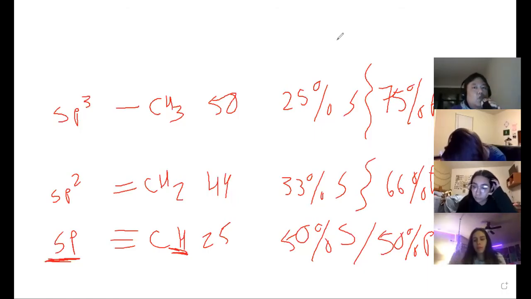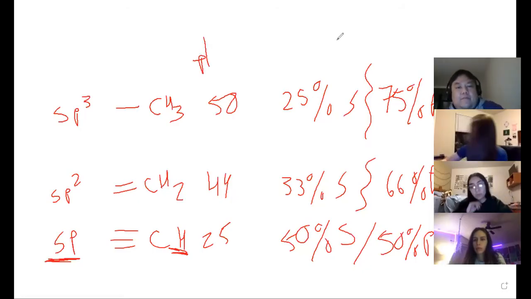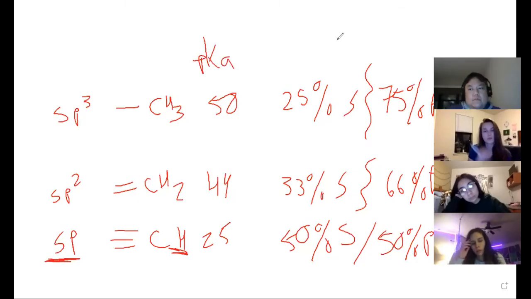Where did you get 50 and 44 and 25 from? Those are the pKa's, and that's your pKa table. Oh, okay. So those are the keys. Yep, you can just memorize the table if you want. That's what I did.